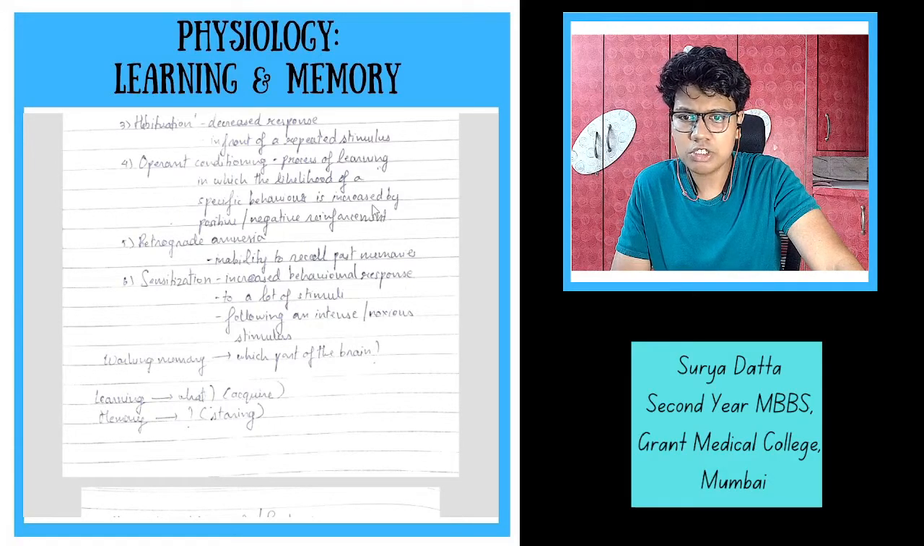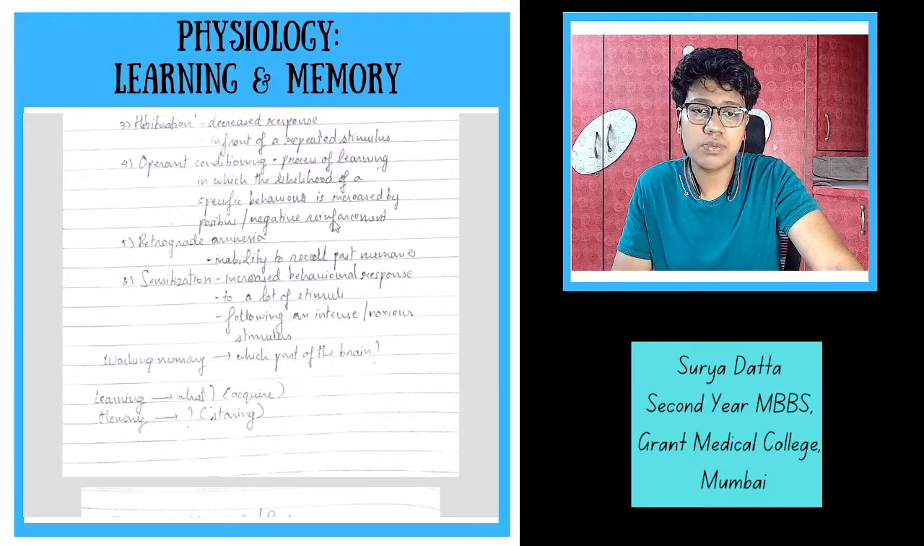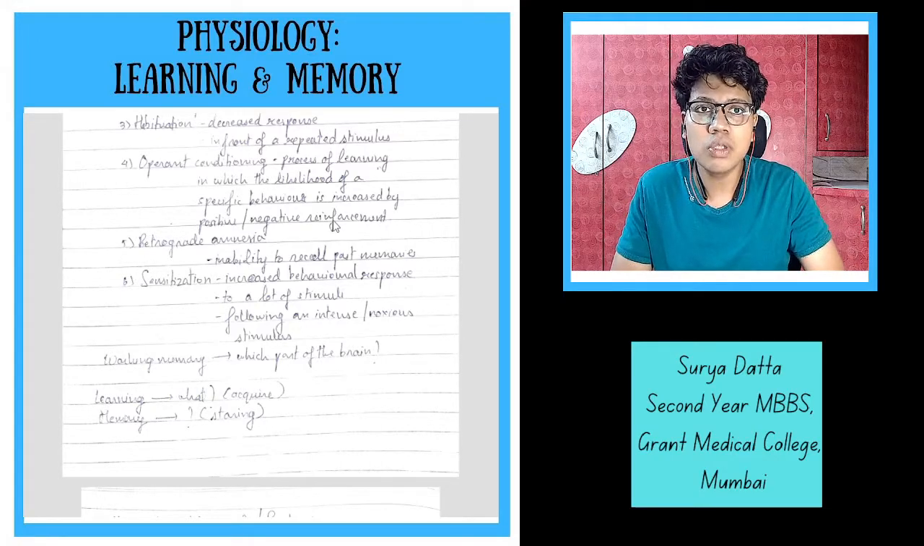Now, operant conditioning. Operant conditioning is basically, okay, I'm going to read this out and then I'm going to explain it. It is a process of learning in which the likelihood of a specific behavior is increased by a positive or negative reinforcement. Say you do the math problem, yeah? And I tell you that, okay, I'm not going to hit you with a belt. You go, great, my life's great, I'm not getting hit by a belt. Yes?